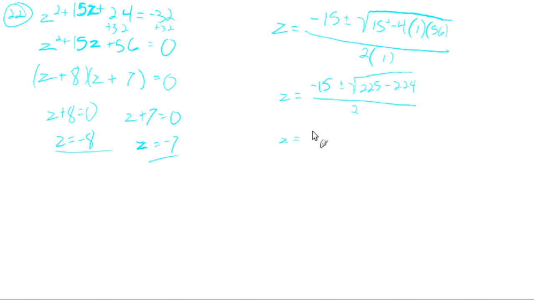Z equals -15 plus or minus the square root of 225 minus 224, which is 1. So the square root of 1, which is 1, over 2. So this is two different answers. We'll take -15 and add 1 and divide that by 2. Then we'll take -15, subtract 1 and divide by 2. So -15 plus 1 is -14 divided by 2. That's -7. -15 minus 1 is -16, divided by 2 is -8. So whether we do it by factoring or by the quadratic formula, we get the same answers, which we would expect to see.